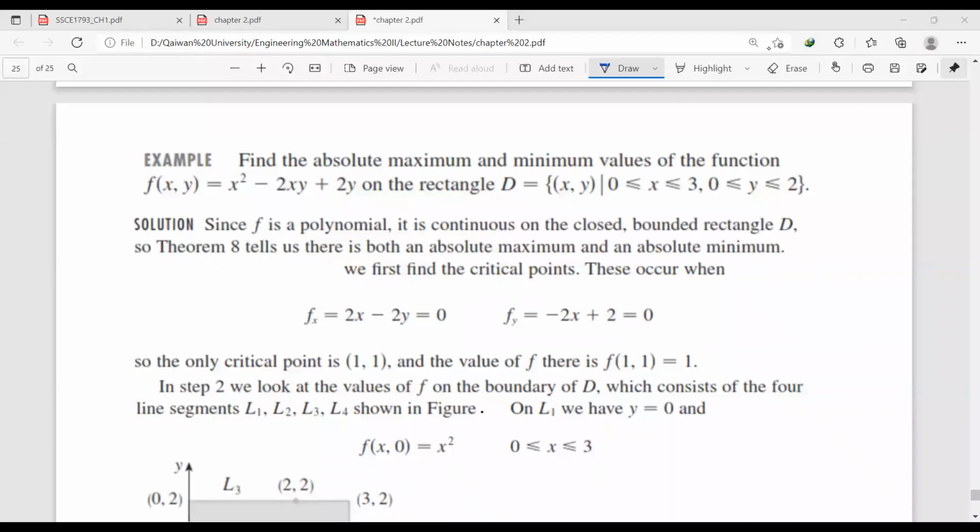We now have an example about finding the absolute maximum and minimum values of a function in a closed bounded region. Here, this is the region. It says find the absolute maximum and absolute minimum values for the function f of x, y, where f of x, y is x squared minus 2xy plus 2y, on this rectangle D, which is the region given.